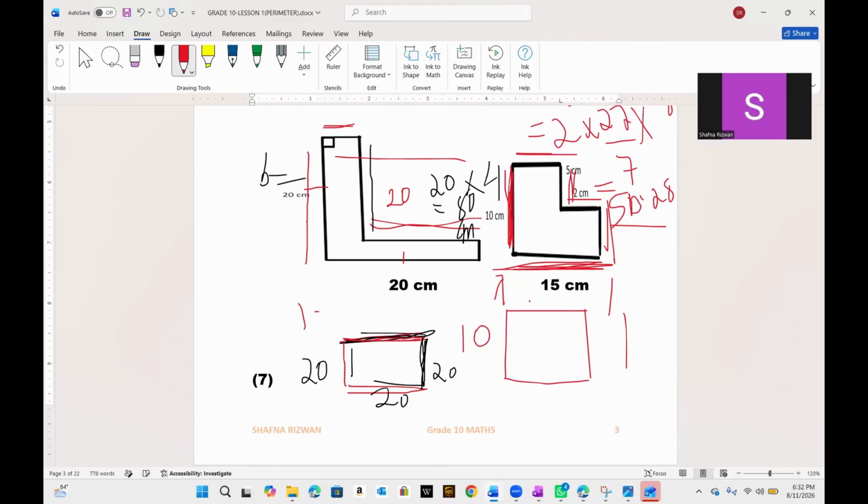10 and up 15. It's a rectangle where opposite sides are equal. Here 15 means bottom also 15. Left side 10 centimeter means right side also 10 centimeter. So how much is your total? Let's say like this: 2L plus B. This is the formula for a rectangle, no? So equals 2. What is the length?